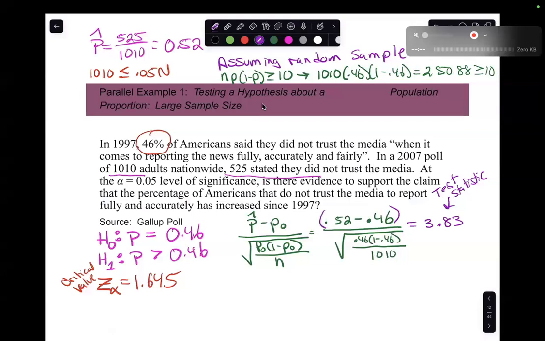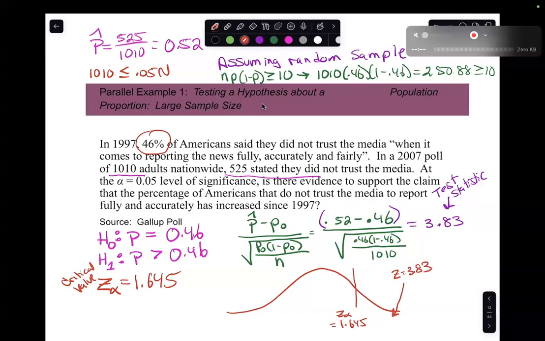Okay, good. So I'm going to draw the picture. You don't have to draw the picture unless you want to. I'm just doing it to illustrate here for you. What I'm checking is, 1.645, this is my z sub alpha. Is my test statistic more to the right or to the left of that z-score? It's to the right, right? It's actually way out here, way in the tail. This would be a z-score of 3.83.